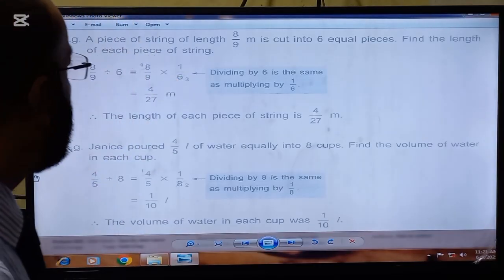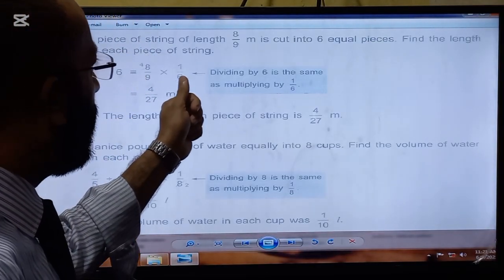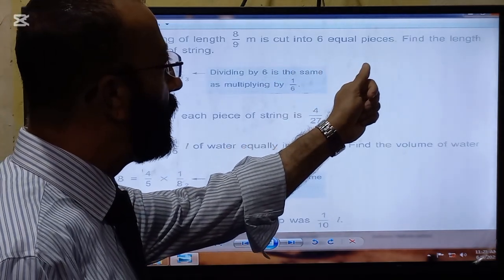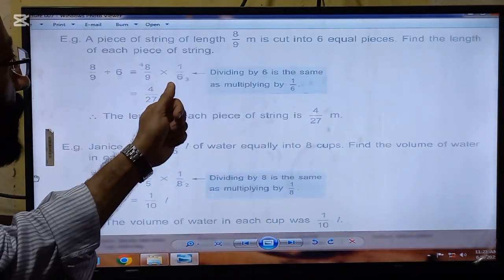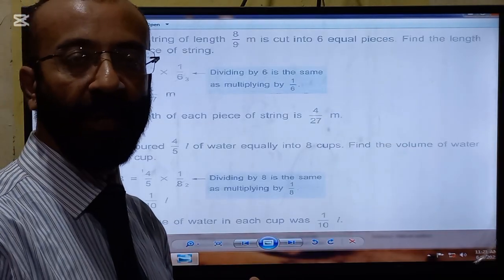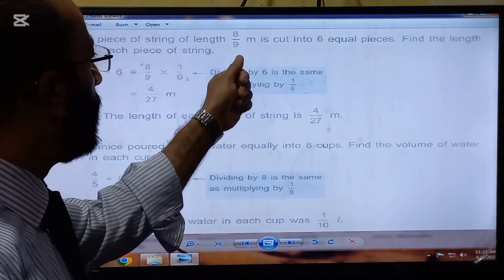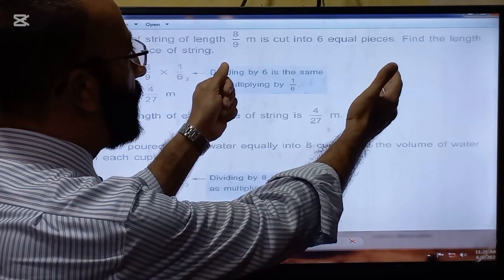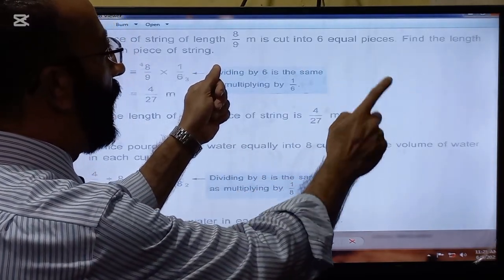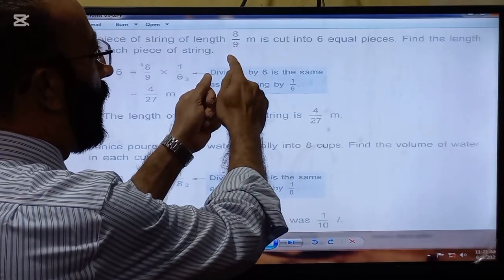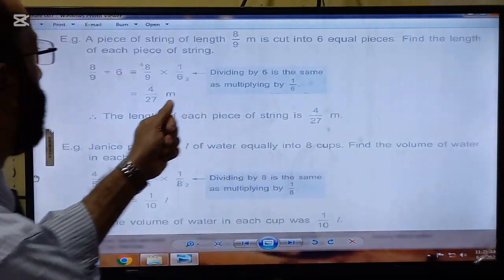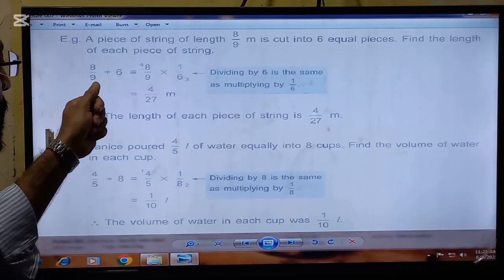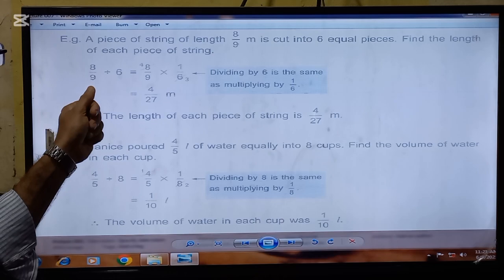Here are some more questions. A piece of string of length 8 by 9 meter is cut into 6 equal pieces. Find the length of each piece of the string. The technique that will be used in this question is, this is the full length that is going to be cut into 6 equal pieces. So each length will be 8 by 9 divided by 6. This will be the length of each string.